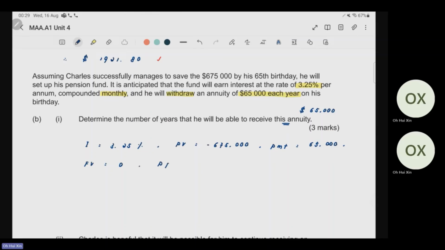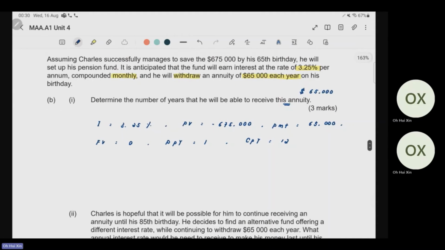PPY follows the number of withdrawals you make every year. Your withdrawal is made yearly, 1 time each year, so that's why it's 1. CPY: interest is compounded monthly, so that's why 12. So this is the question where your CPY and PPY are different.